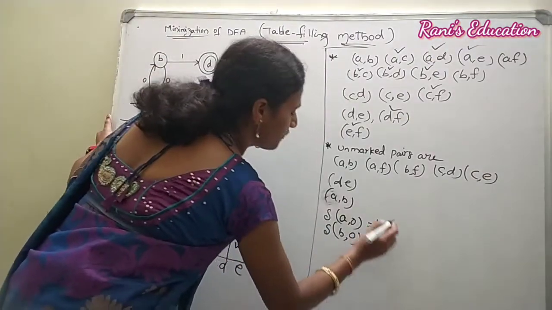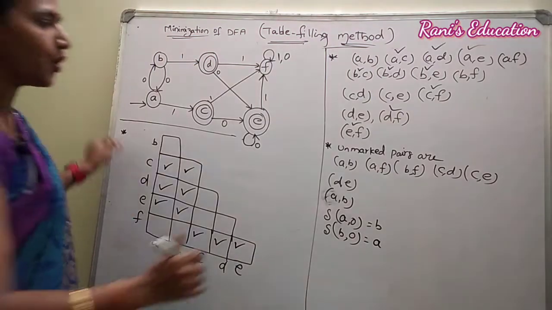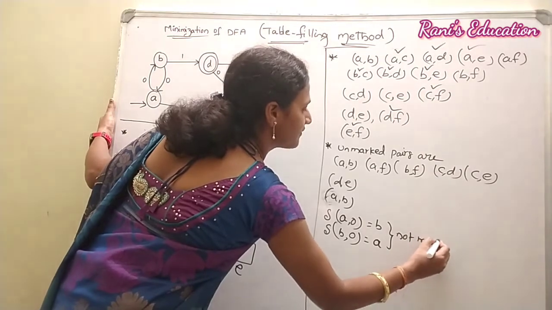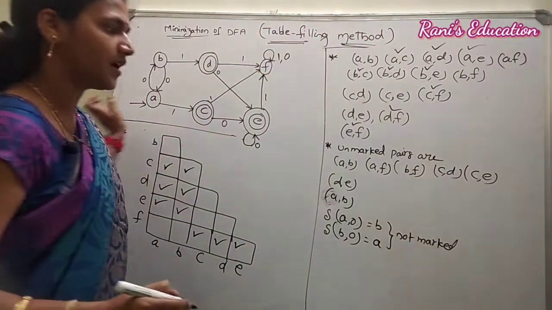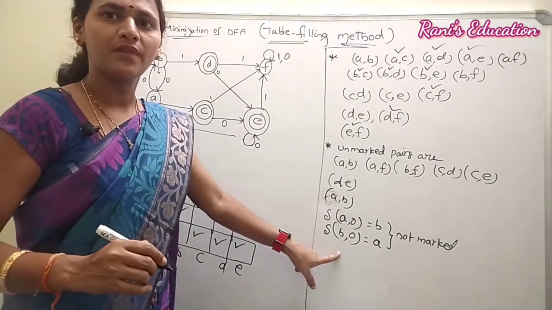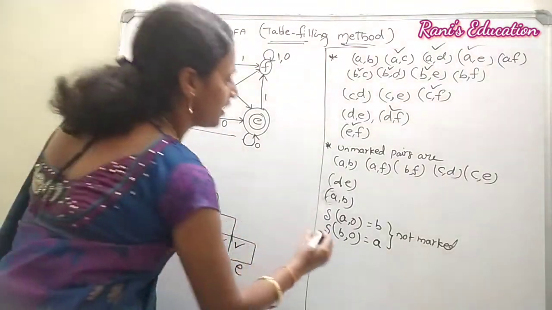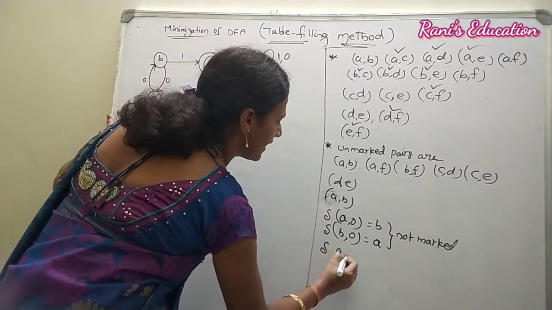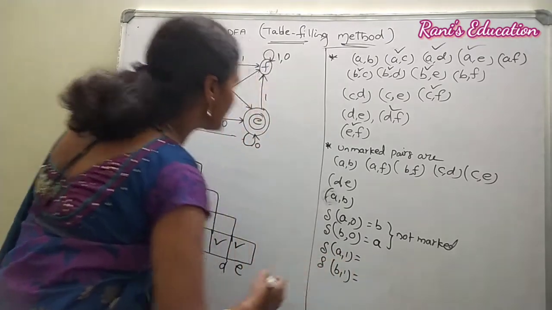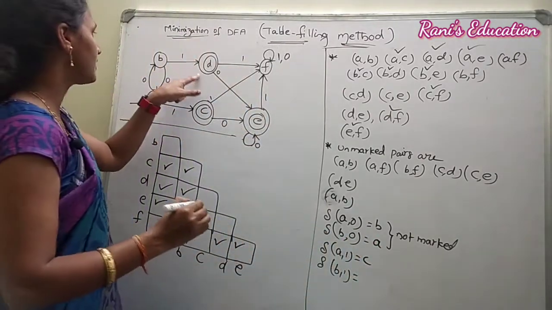A. So whether AB is marked in the table, we can see that. No, which is not marked in the table. So what we have to do? We are going to consider another input symbol for the same state. Why? Because we need to check whether the resultant state pair is going to be marked or not. Delta of A comma 1, delta of B comma 1. So what is A1? That is C. B1, D.